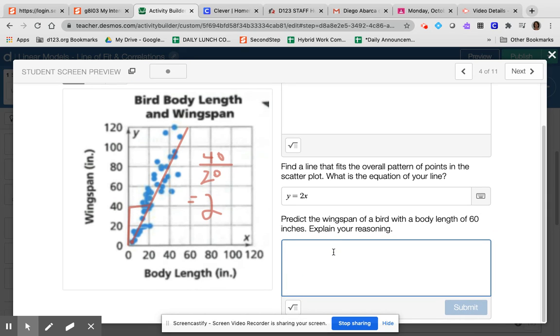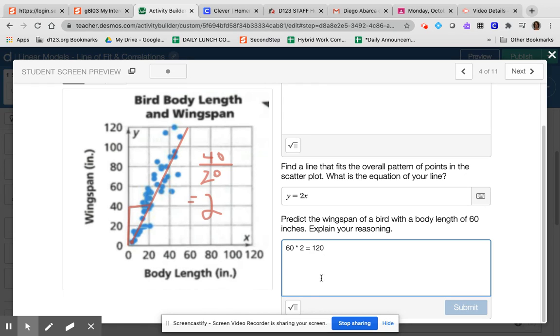So when we're predicting if a bird's body length is 60 inches, what its wingspan might be. Well, looking at our equation and looking at our graph here, we know that the bird's wingspan is about twice the body length. So if the body length is 60, we would have to multiply 60 by 2. Giving us a wingspan of about 120 inches.